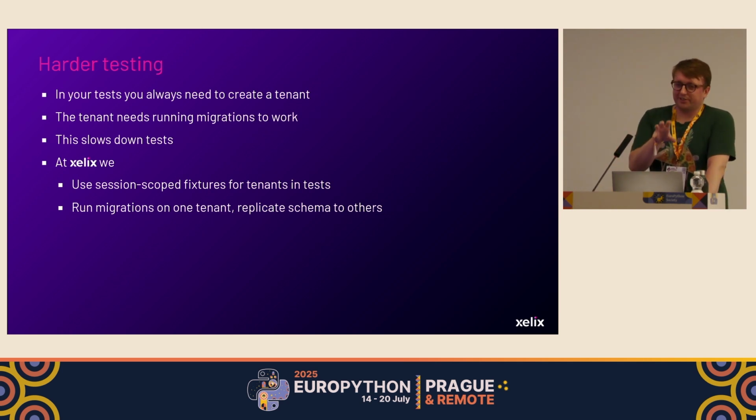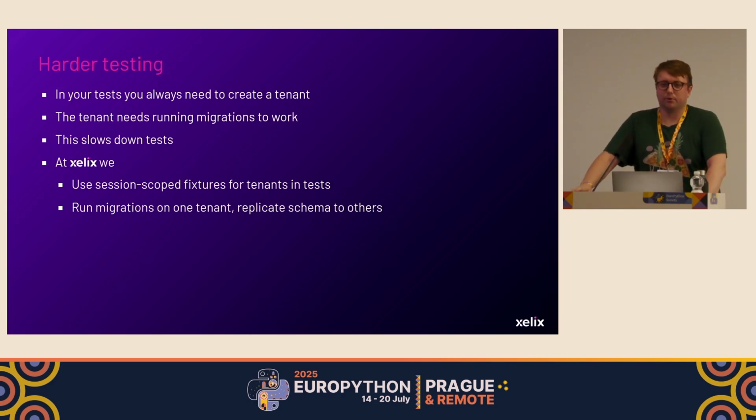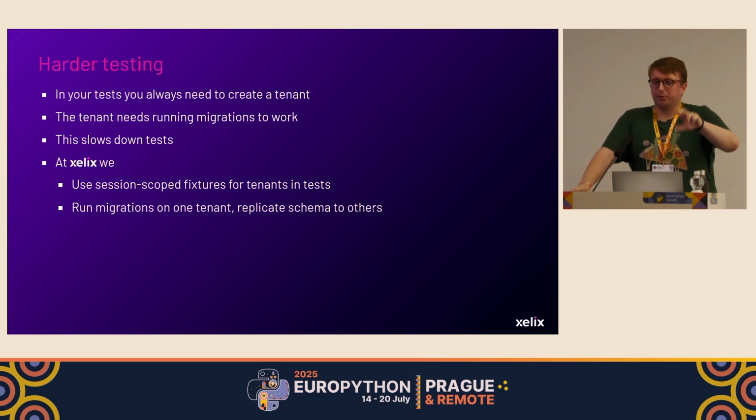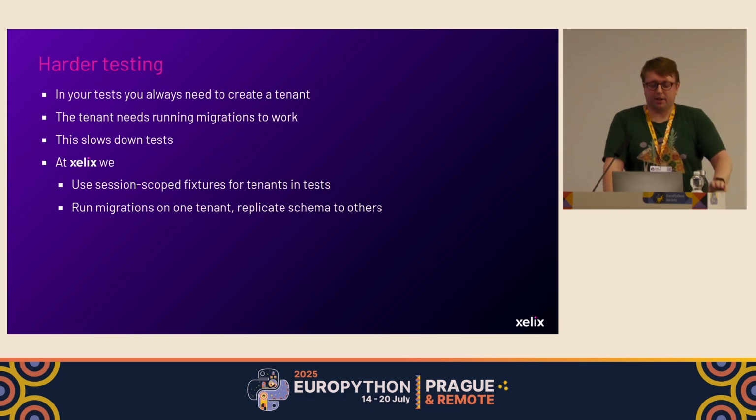We run the migrations in one tenant, and then we replicate the schema to other tenants that we have in the database. For our tests, we sometimes need to, for example, test the cross-tenant analysis. We need to have multiple different organizations in the test so we can verify that it actually does something correctly. And to speed up the runtime, we just run the migrations once and then replicate the schema.